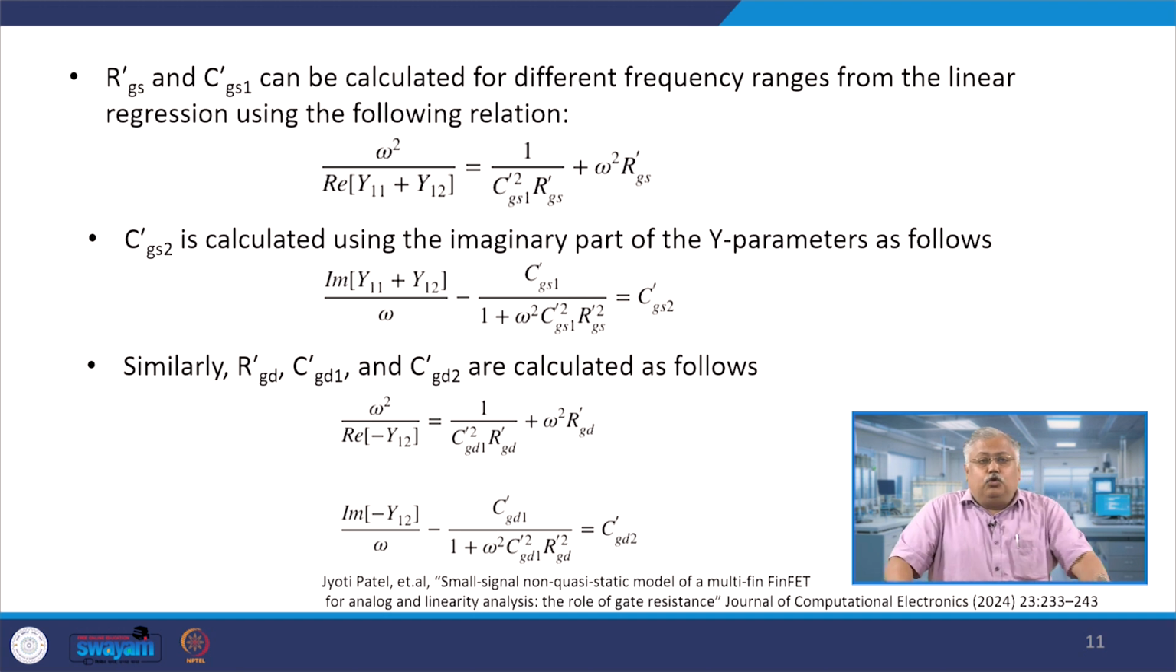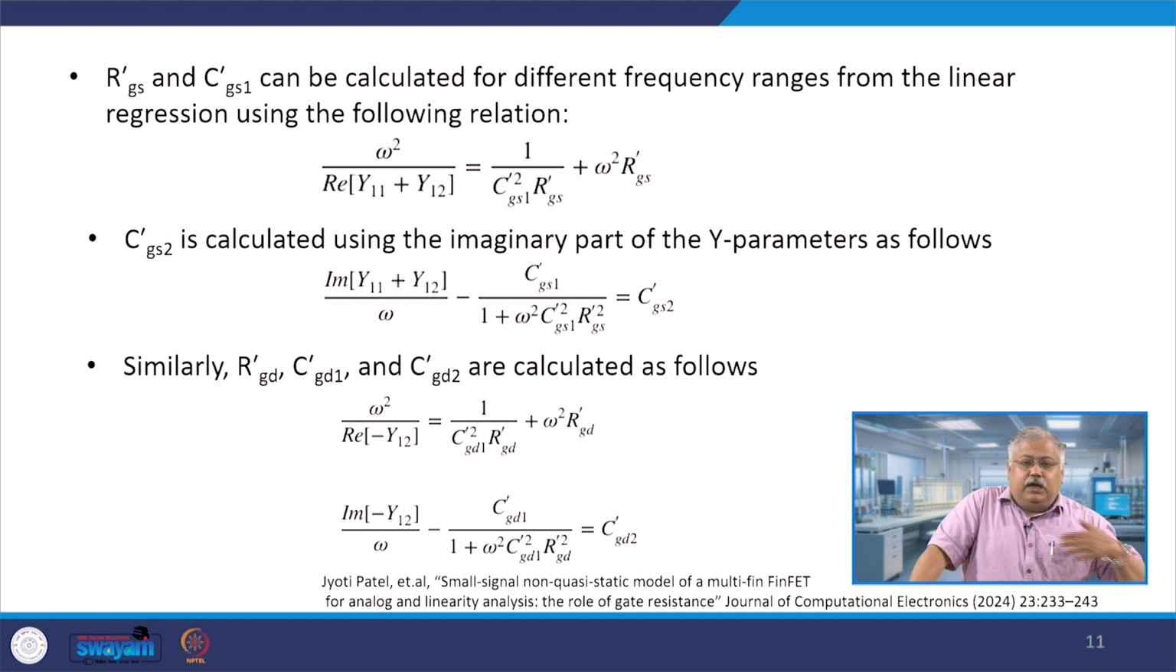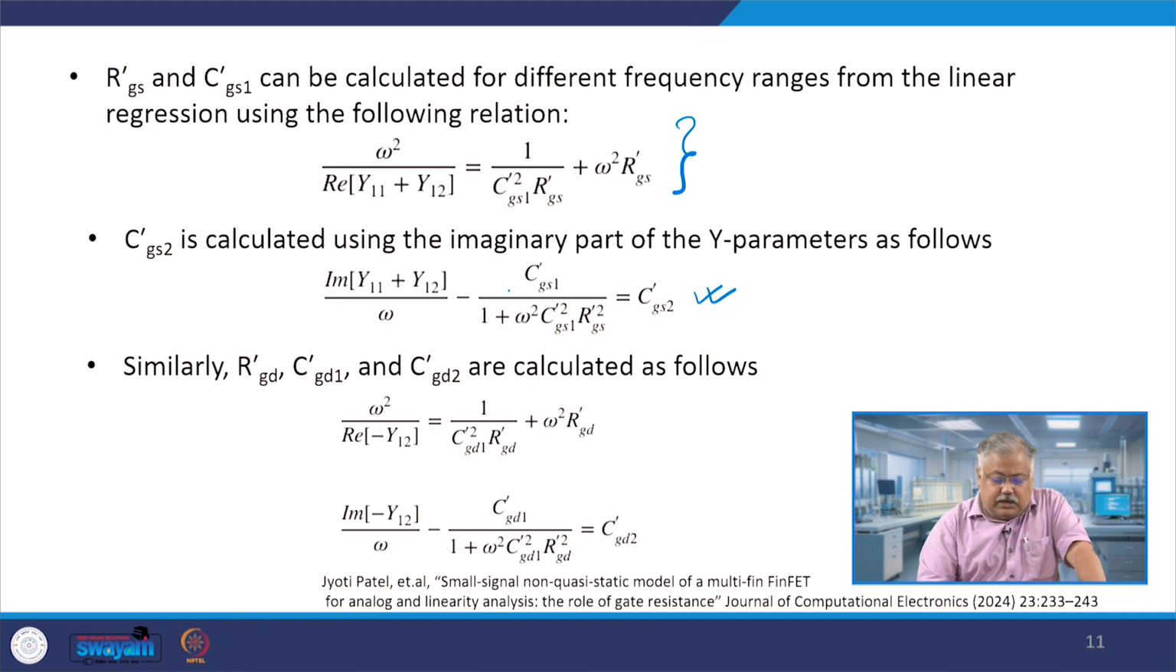Now if you know the gate to source resistance and gate to source capacitance, then these can be calculated by doing a linear regression analysis using various frequency ranges, right. This is the formula which we use, and if you plot this graph and then extend it, so y is equal to mx plus c, where it cuts the x axis, you will get the c value, right, and from there I extract that CGS2 prime is given by this quantity. Similarly, from that graph only I can calculate the value of RGD prime and CGD prime 1 value. These two can be easily calculated from that.